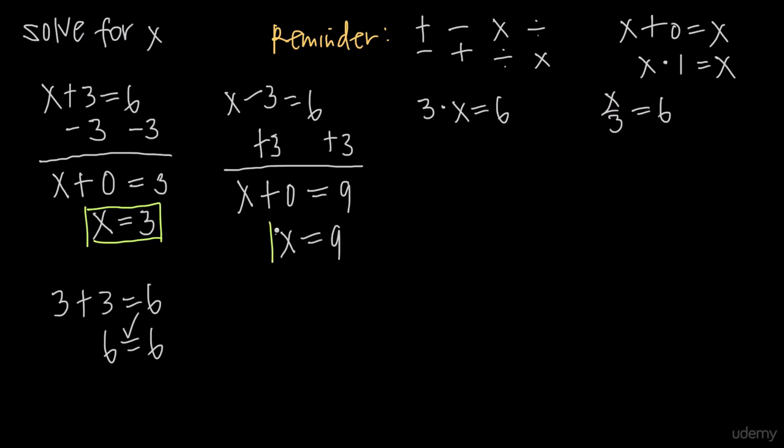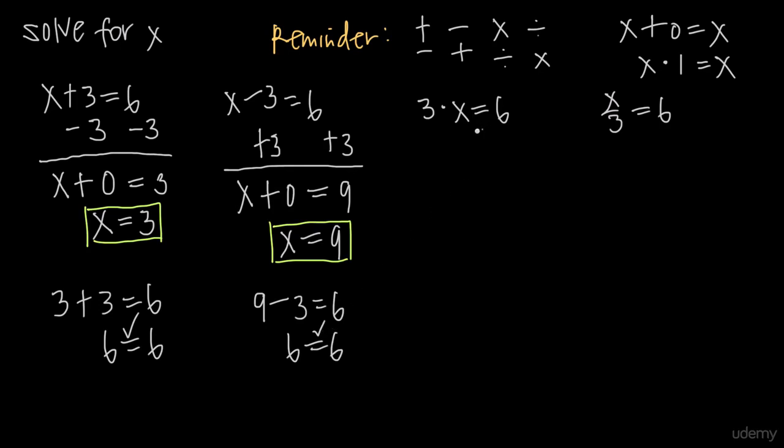So x equals 9 is the solution that satisfies my equation, but I want to double check myself. Plugging x equals 9 back into my original equation here for x, I'm going to get 9 minus 3 equals 6. 9 minus 3 I know is 6, so I get 6 equals 6, and that also checks out.